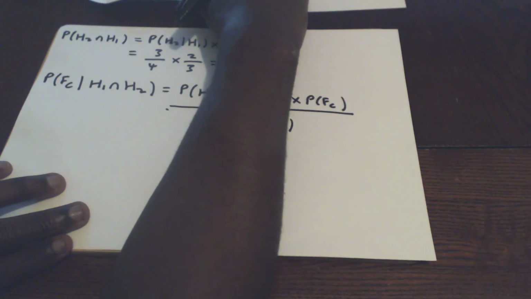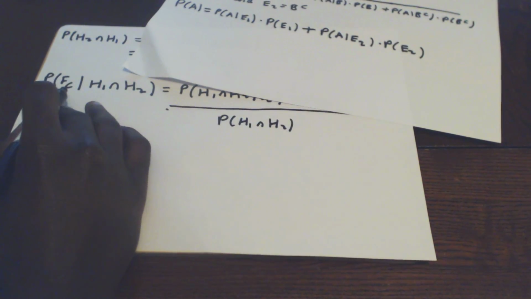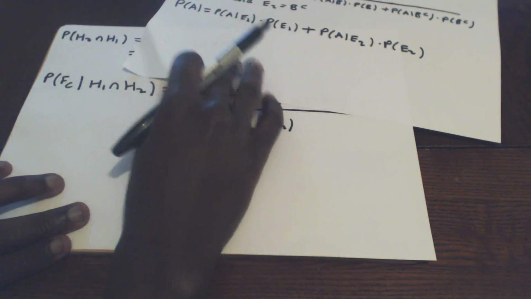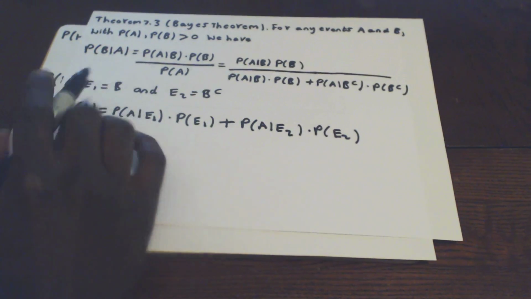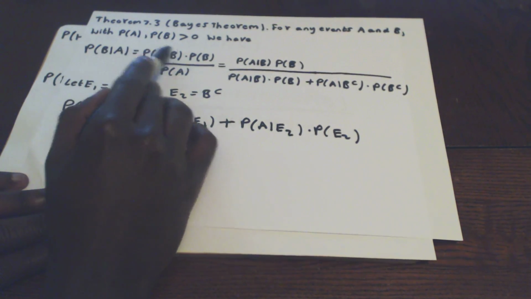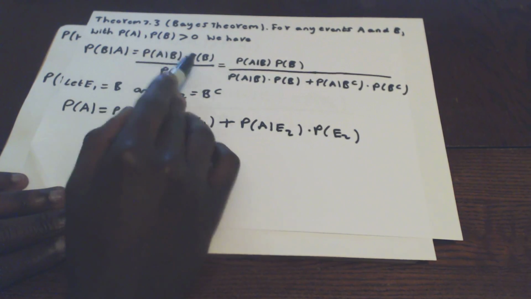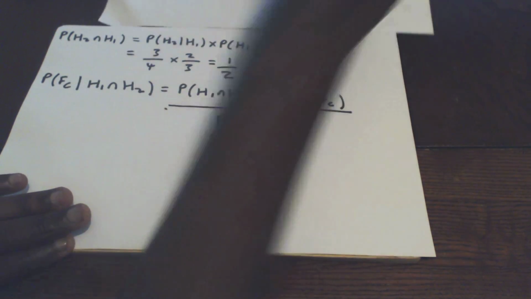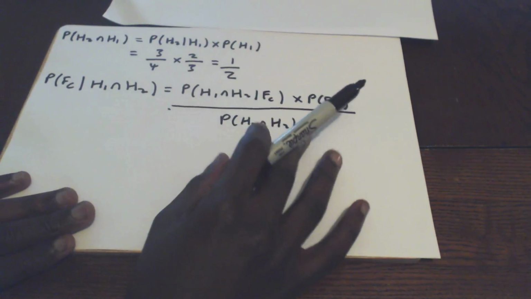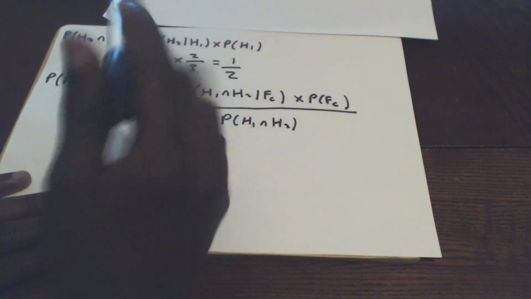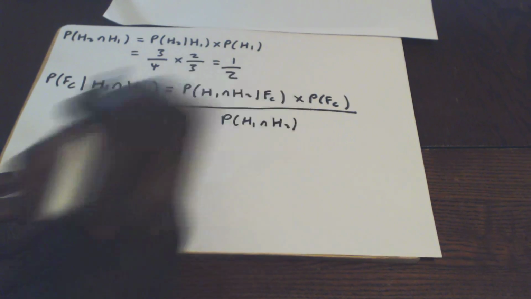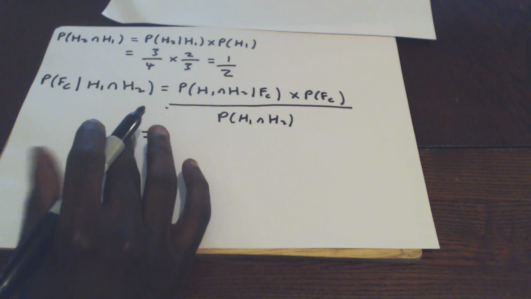Just to clarify here, our B is FC and our A is H1 intersection H2, and hopefully you can see how this comes about using 7.3. Okay, so this is much easier to compute because we know some of these already.